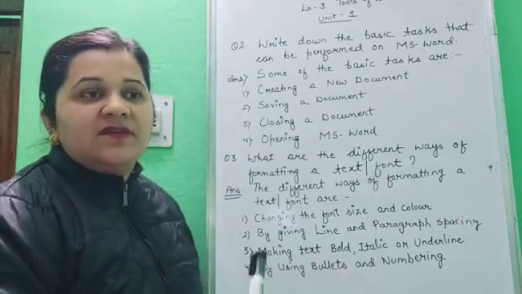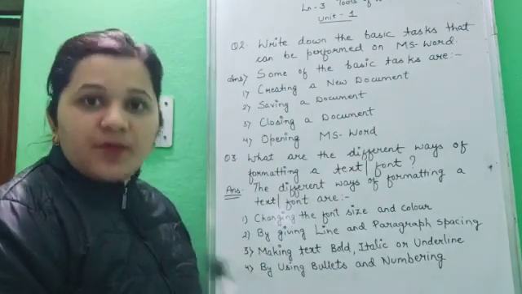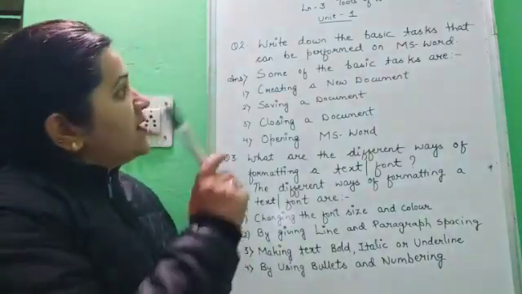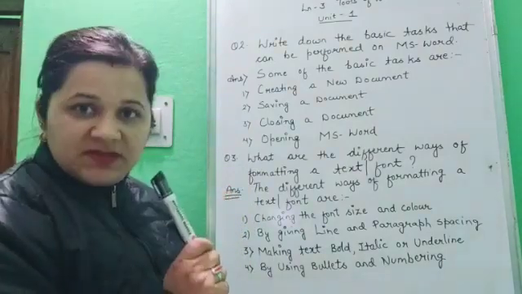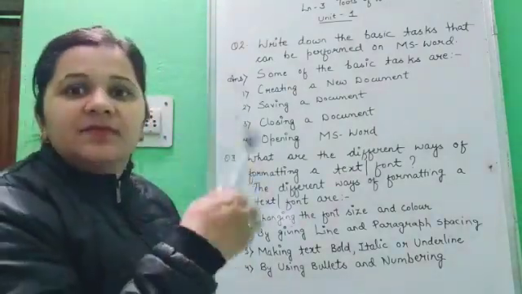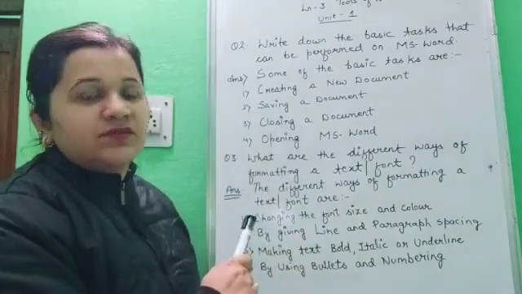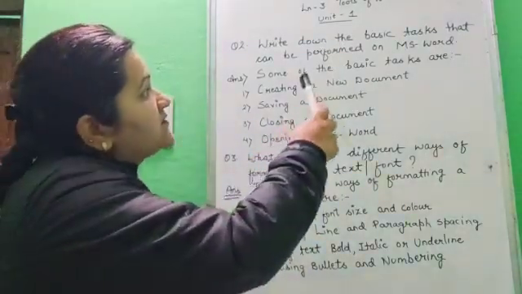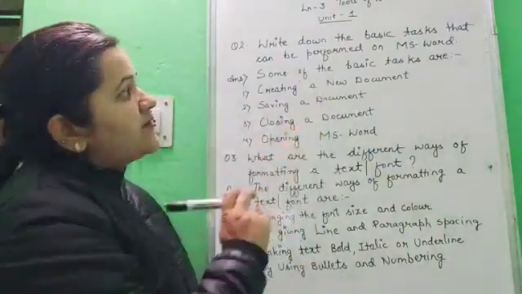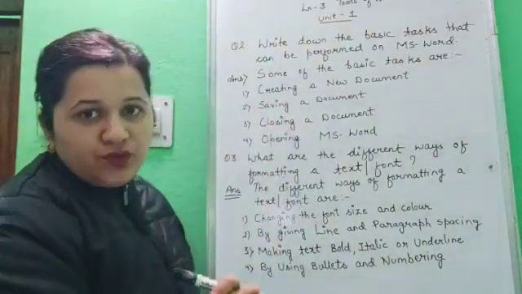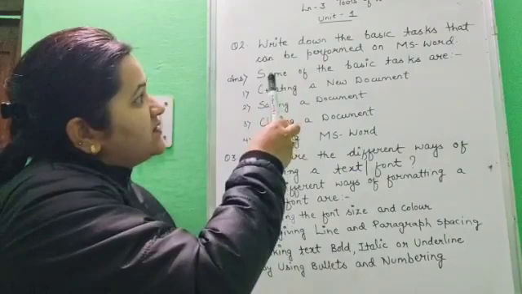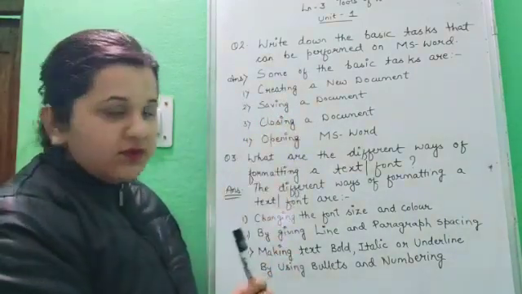Okay, we can do typing, we can prepare letters, we can prepare reports. So here the question is, what are the different basic tasks that you can perform on MS Word? Basically the question is, what is the use of MS Word? The basic tasks that we can perform on MS Word are, we can create a new document. Okay, so MS Word is used to create a new document.